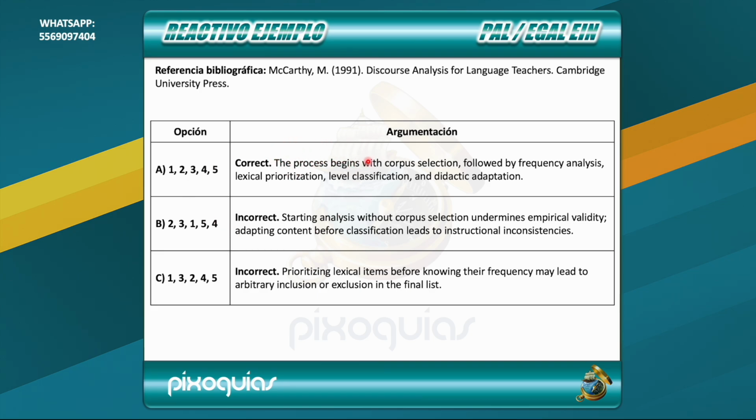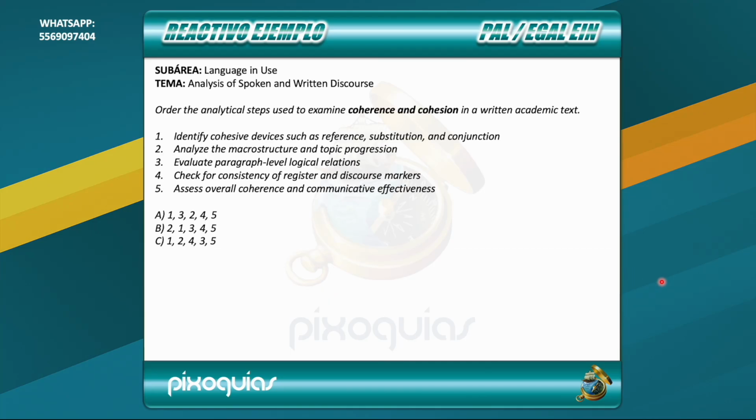Sequence A is correct because the process begins with the corpus selection, followed by frequency analysis, lexical prioritization, level classification, and didactic adaptation. B and C are incorrect because starting analysis without corpus selection undermines empirical validity. Adapting content before classification leads to instructional inconsistencies. And C is also incorrect because prioritizing lexical items before knowing their frequency may lead to arbitrary inclusion or exclusion in the final list.